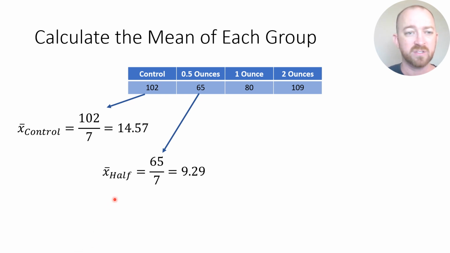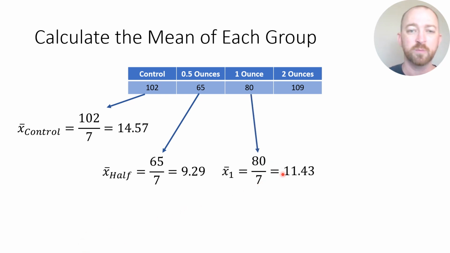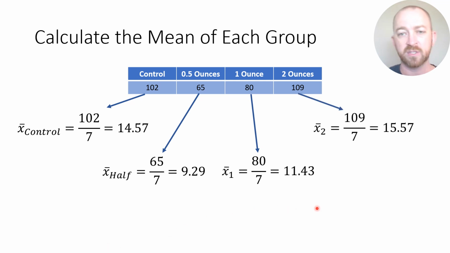Same thing for the half-ounce group. 65 divided by 7, it took that group 9.29 days on average to reach 6 inches. For the 1 ounce group, it was 11.43 days on average to reach 6 inches. And for the 2 ounce group, 15.57 days on average to reach 6 inches. So now I need to retain all of those means, because we're going to now do some calculations with those.